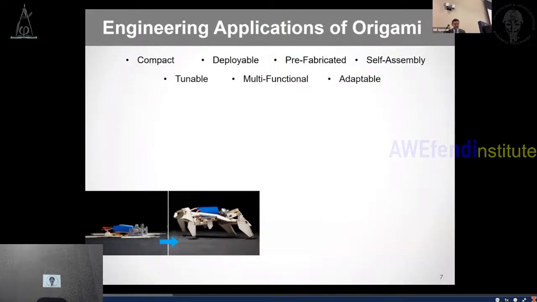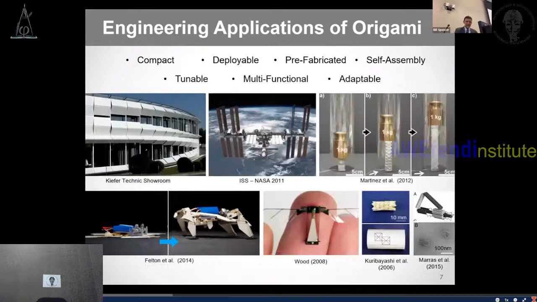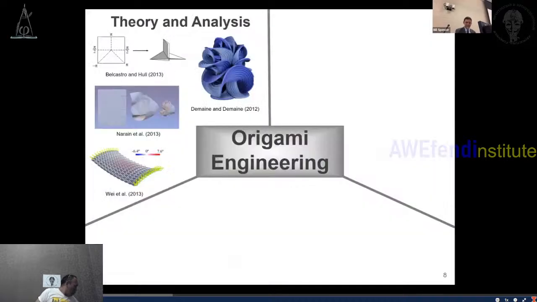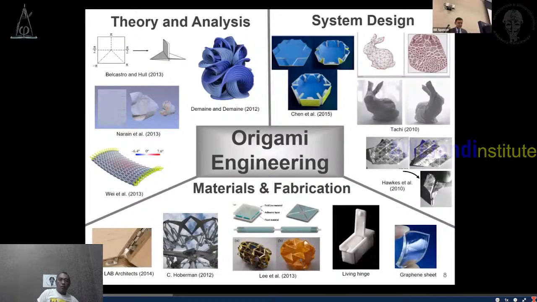But now, coming to engineering, when we talk about engineering, some of the words that come to mind are compact, deployable, prefabricated, self-assembly, tunable, multifunctional, adaptable, and many of those relate to applications in civil engineering and other applications, robotics, the biomedical field, and so on. And whenever we talk about origami, we have to think about elements of theory and analysis, the mathematics, how to understand the behavior, the models, and also the design.